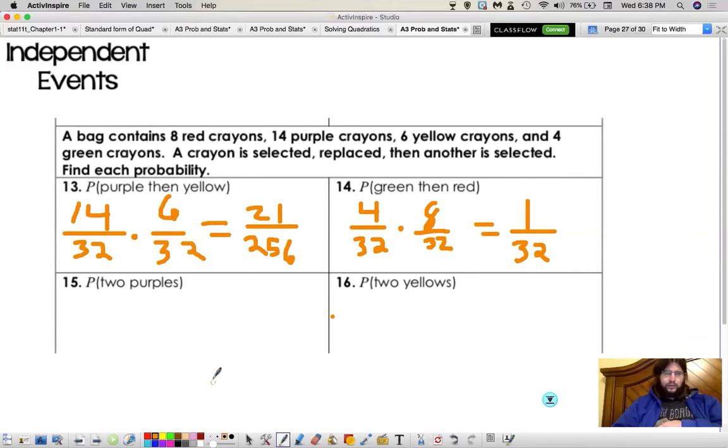Two purples, so we're going to get purple, then purple again. And these aren't changing because we're putting that crayon back. We're taking the purple crayon out. Yeah, we got purple. Putting it back in, taking another crayon. Oh, we got purple again.